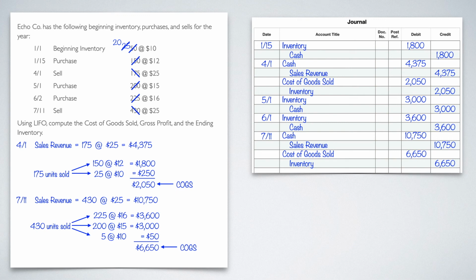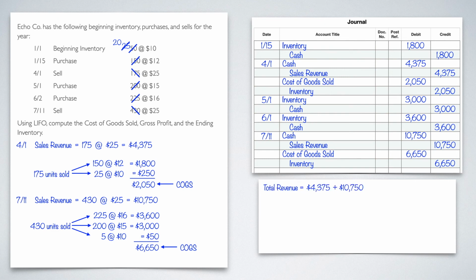Now let's get into those things that we were finding before: the cost of goods sold, the gross profit, the ending inventory. And I'm going to go ahead and start with, again, the total revenue. So total revenue, again, is just looking at the 2 sales revenue line items on our journal entry, adding them up. So sales revenue equals the 4,375 plus the 10,750. That's going to give me a total revenue of 15,125. That hasn't changed since when we did it in the FIFO. It's the same as FIFO.